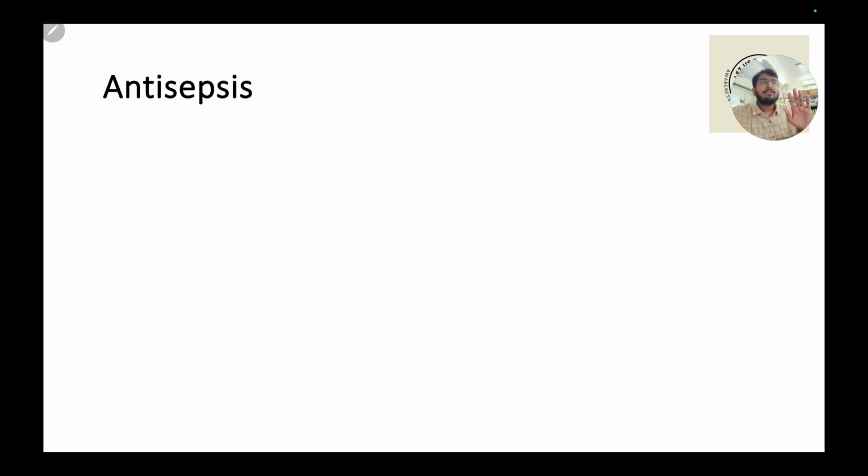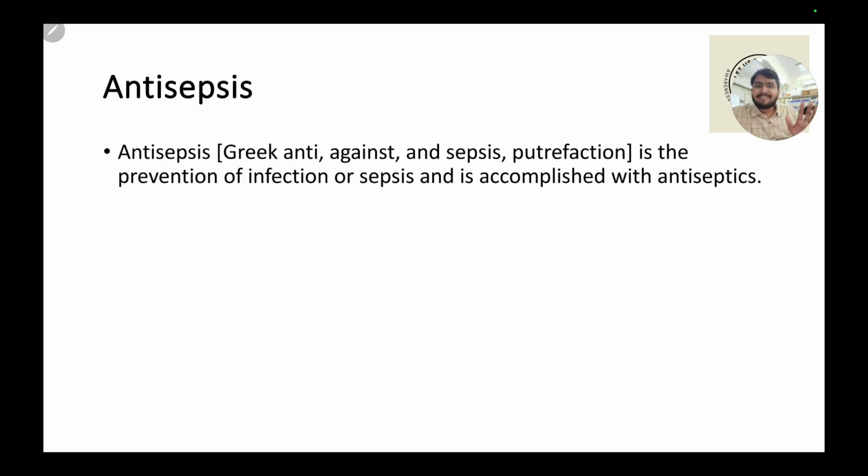Now we go to another topic which is called antisepsis. This is again something which is normally confused with disinfection. Anti is against, sepsis is putrefaction or degradation. So when you apply a chemical agent on a living surface to prevent infection or sepsis from taking place, you call that process antisepsis. So when you are hurt, you have a bruise on your skin, you have a wound, and you use Dettol there in order to prevent infection from taking place, that process is what you call antisepsis.